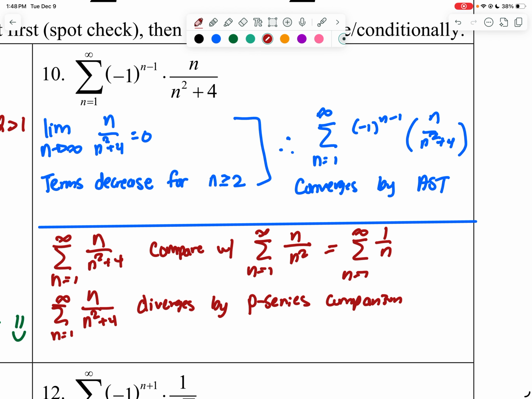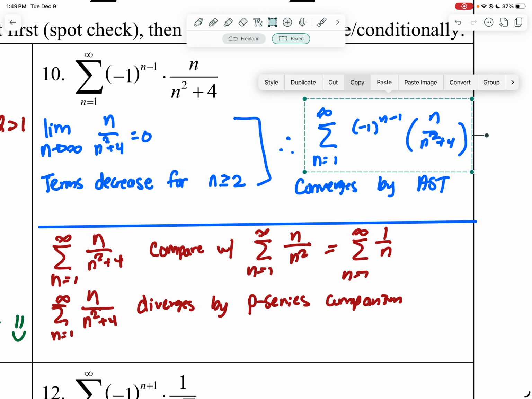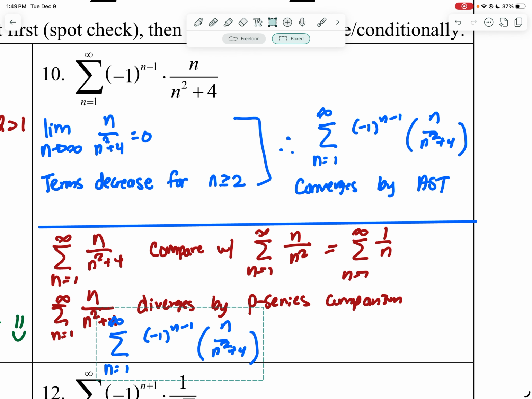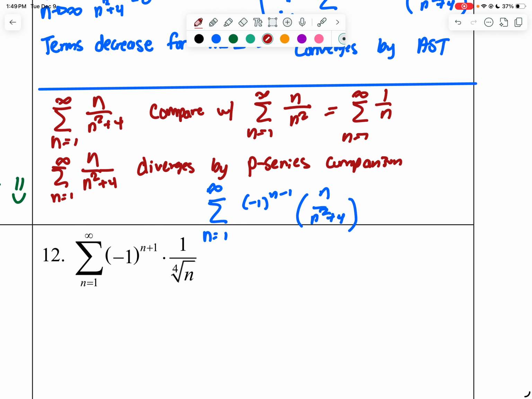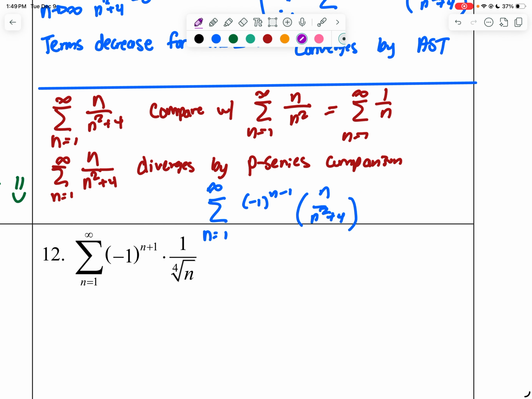Now, because we know that the absolute value of the series diverges, but we know that the original series converges, this tells me that my original series right here is conditionally convergent. So this right here is conditionally convergent.